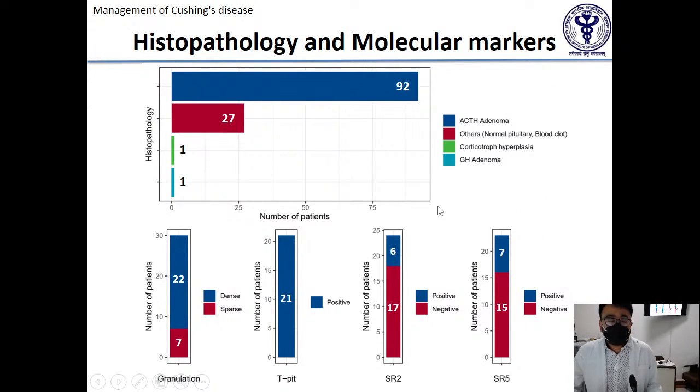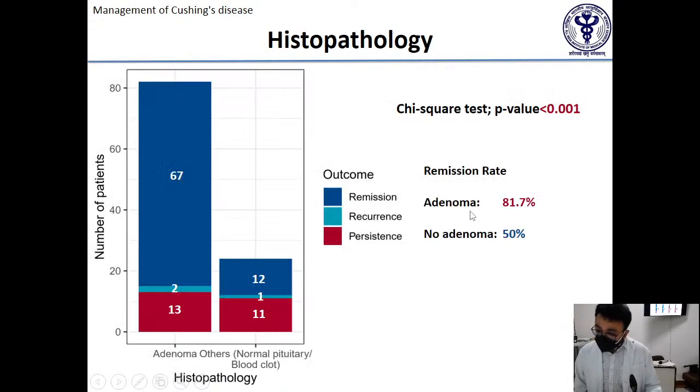We analyzed the histopathological data provided by the Department of Neuropathology for 121 patients, of which 92 patients reported a positive biopsy with ACTH adenoma. 27 patients had other biopsies including normal pituitary and blood clot. One patient had corticotroph hyperplasia and one patient had GH adenoma.